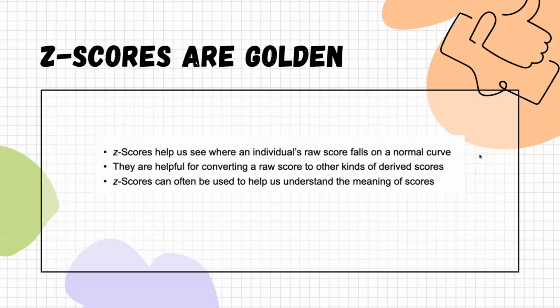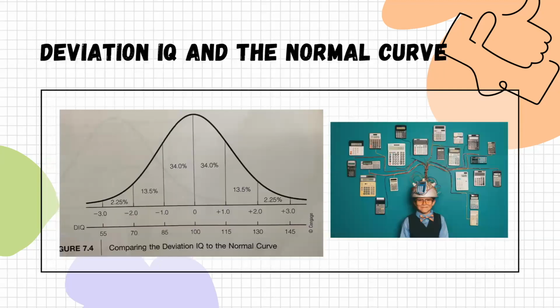Z-scores help us see where an individual score falls on a normal curve. They are helpful for converting raw scores to other kinds of derived scores. Z-scores can often be used to help us understand the meaning of other scores. Here we have a concept of the deviation IQ on the normal curve. Most people have an IQ around 100, but then we have those that go up past 145, and then we have those that are lower than negative 55.